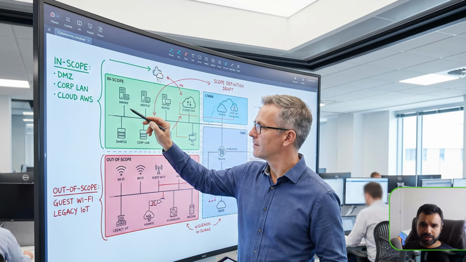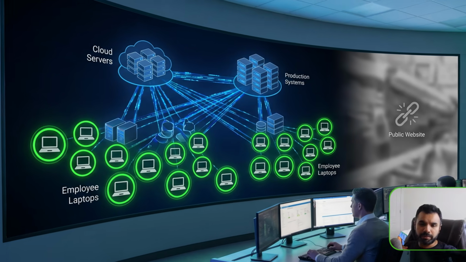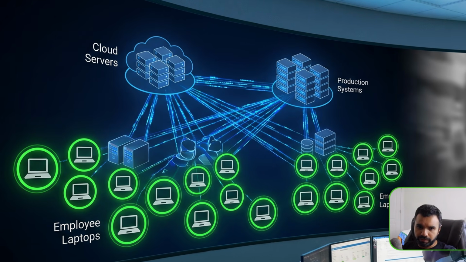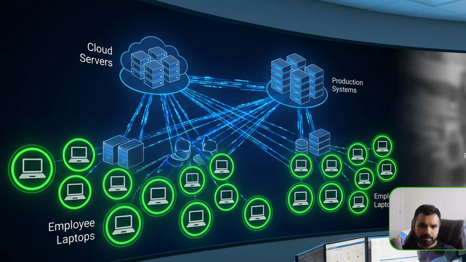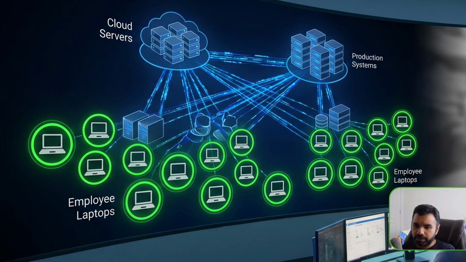Which systems are in scope? Ask yourself simple questions. What systems are important to the business? What data are we protecting in the systems? And which business processes are critical for operations? For most startups, I can tell you, the basic things you would include are your cloud environments like AWS, Azure, GCP, your customer data, production applications, and the employee laptops if you are assigning them.